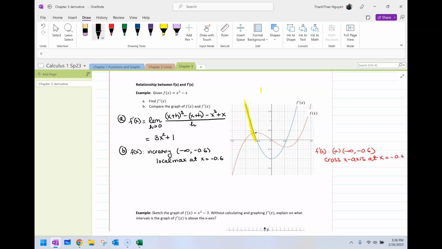Okay. And then what happens to f of x? Well, f of x is then decreasing in the interval from negative 0.6 to 0.6. Since it is decreasing, the portion of the graph of the derivative is negative, as you can see. So f prime of x is negative from negative 0.6 to 0.6.